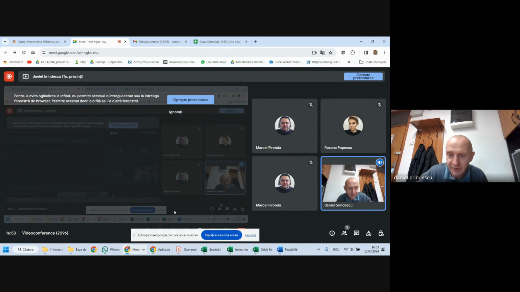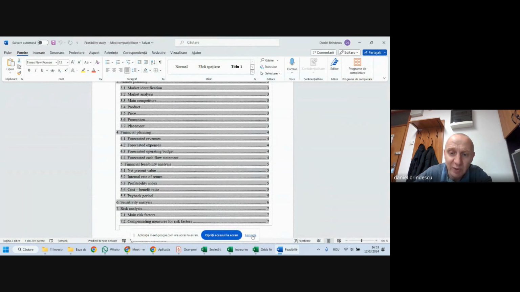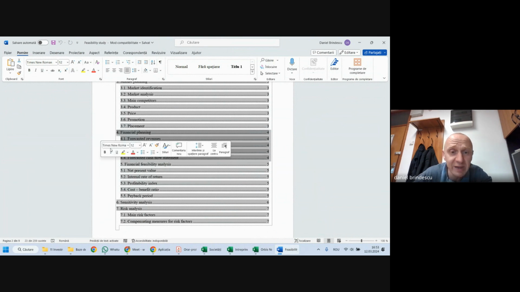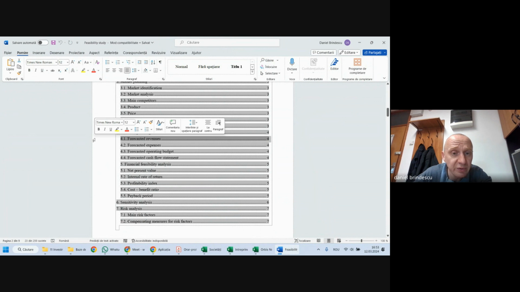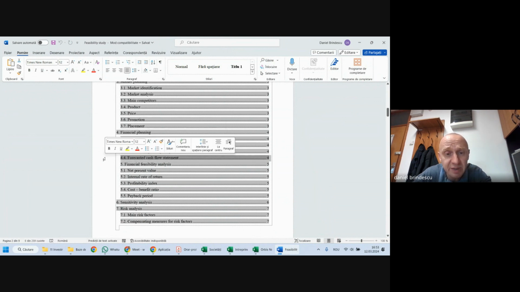from the financial point of view. So therefore, you will find here in the structure of your feasibility study this part of financial planning, which contains, as I was saying, the planning of the revenues, charges, building of the operating budget, and building of the cash flow statement.